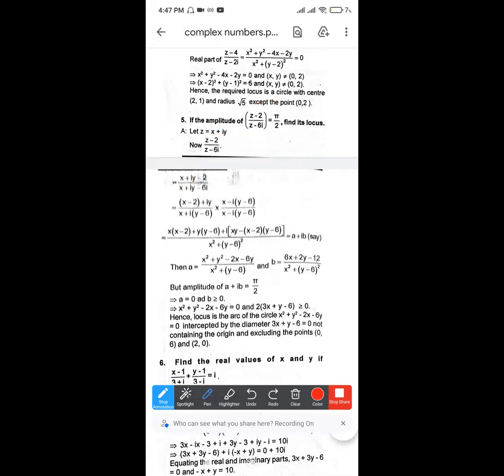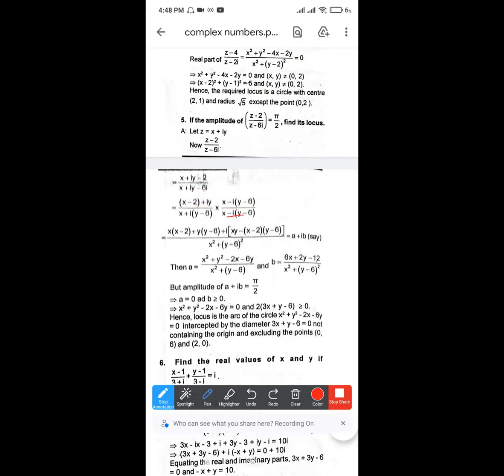Then what are we doing? We are rationalizing. a plus b by a minus b is given to you. So how will you rationalize? Minus is given over here, so we multiply and divide by plus. If minus is given in the denominator, you multiply and divide by plus. If plus is given in the denominator, then you multiply and divide by minus. So we rationalized over here.